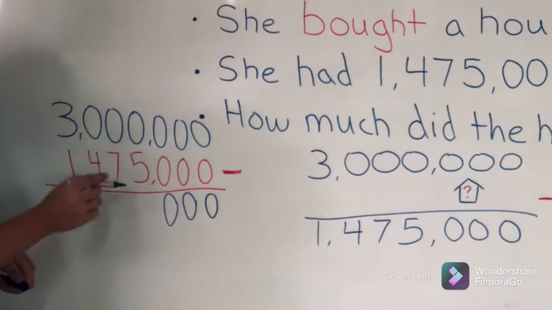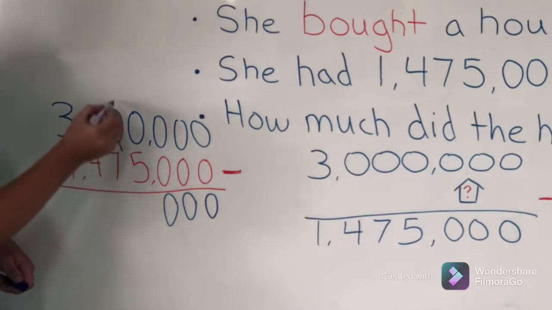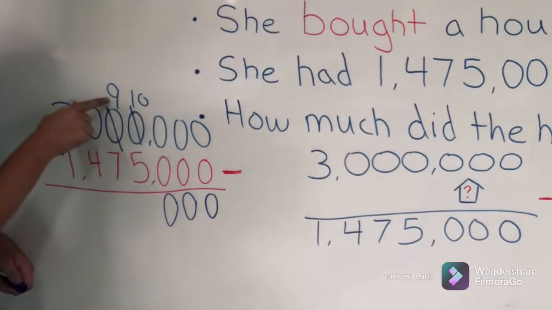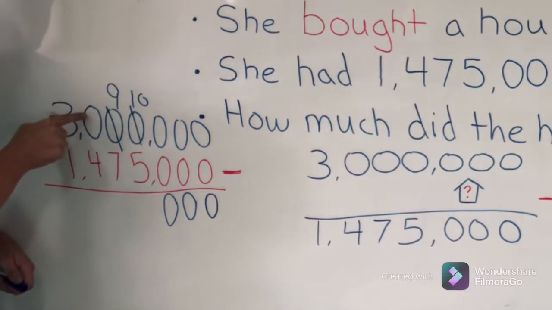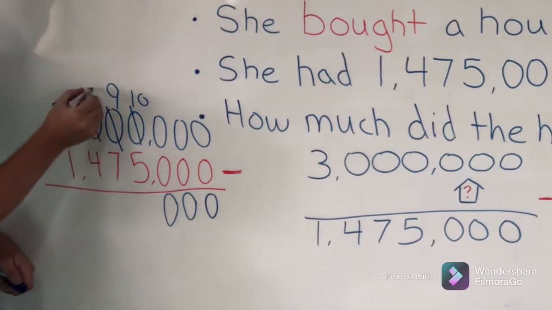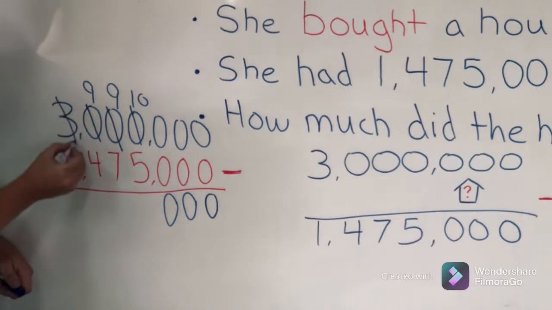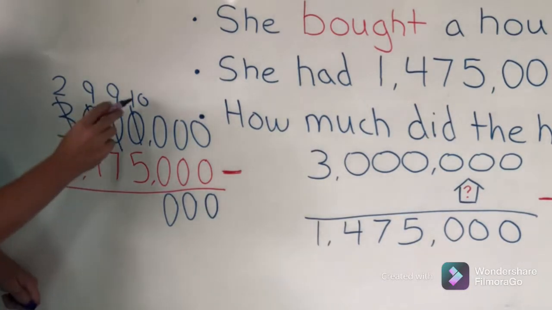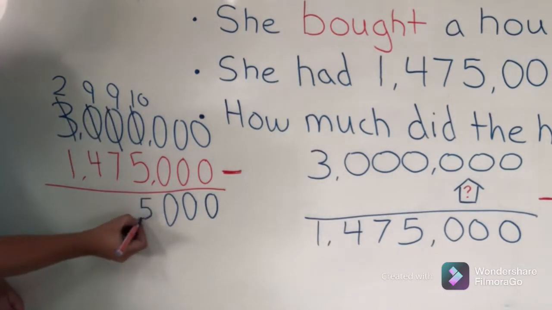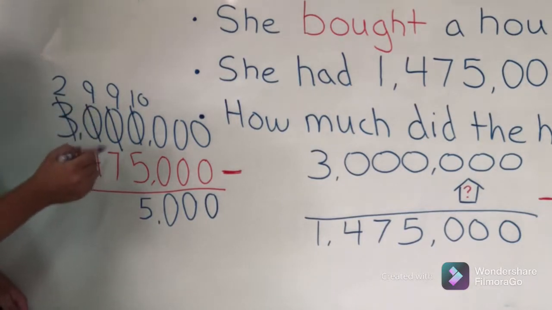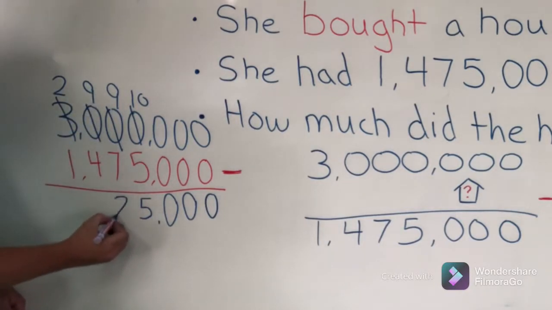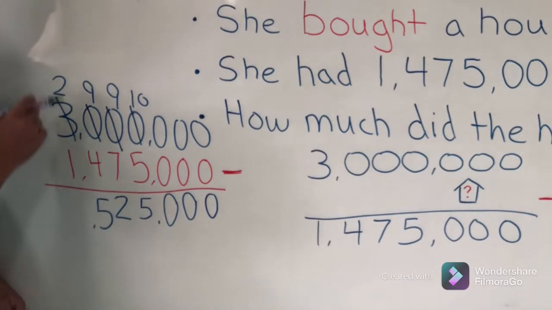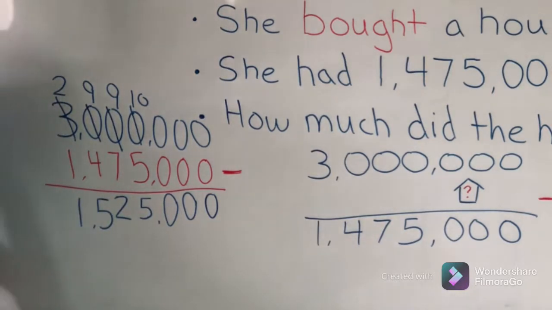And then here, we cannot take 5 from 0, so we're going to take this, make it a 9, make this a 10. We can't just make this 9 come from nowhere. We have to keep borrowing. And we just did it again. We have another 0, so we have to go all the way to our millions and make it a 2. So 10 minus 5 is 5. Get your comma. 9 minus 7 is just 2. 9 minus 4 is 5, comma. 2 minus 1 is 1.